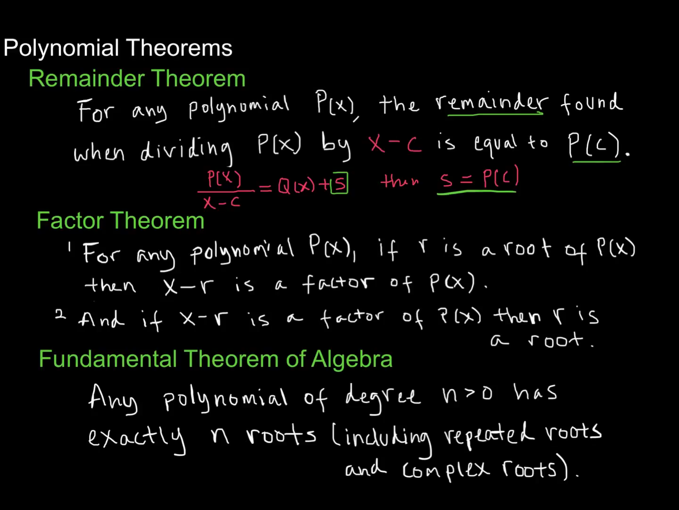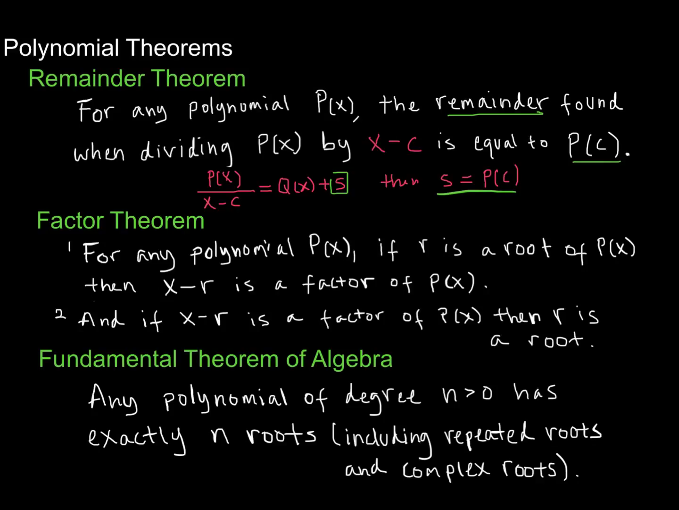Now we have the factor theorem. We've seen this one, we proved it actually. For any polynomial p of x, if r is a root of p of x, then x minus r is a factor of p of x. We've been using this for a while, and it's very helpful. And secondly, if x minus r is a factor, then r is a root. And so this is the linkage between roots and linear factors. If you know a root, then you also know a linear factor, and if you know a linear factor, then you also know a root.